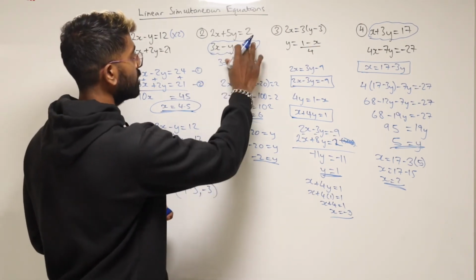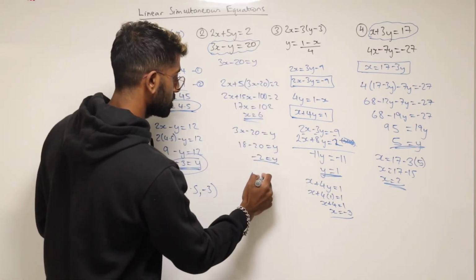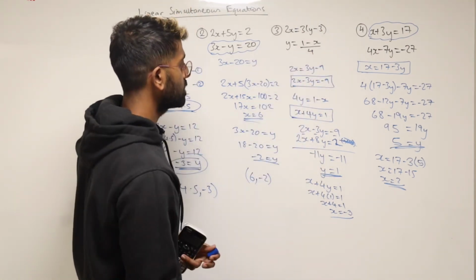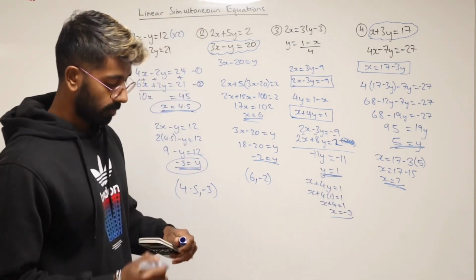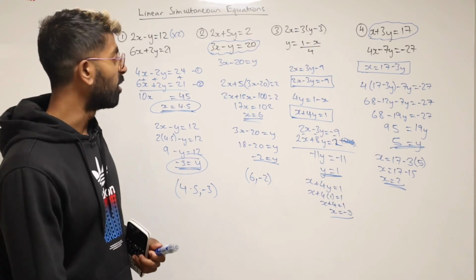The same here, if we could draw these two graphs, they will cross at 6, minus 2. And over here as well, again, if we could draw these two graphs, then they would intersect at minus 3, 1. So that's just one thing to bear in mind, especially as you go into the next few chapters.